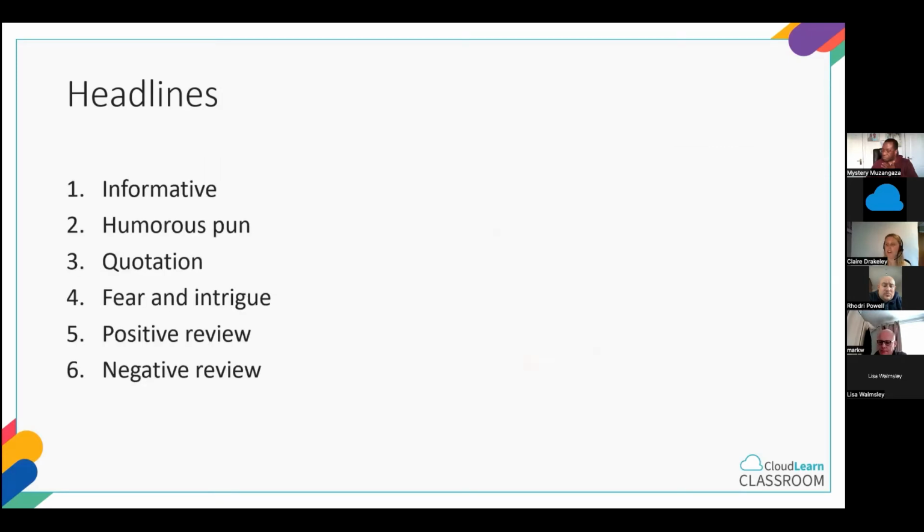So we have another activity here. I have written on the left here different types of headlines. We've got informative, a humorous pun, a quotation, fear and intrigue, a positive review, and a negative review. I am going to put up examples of each of these. I'm going to put up a headline, and each headline will fit with one of these descriptions. I will reload the poll.